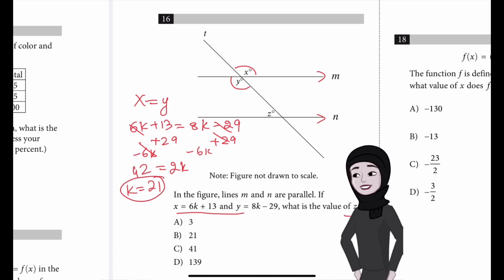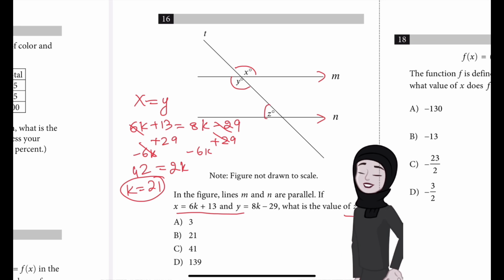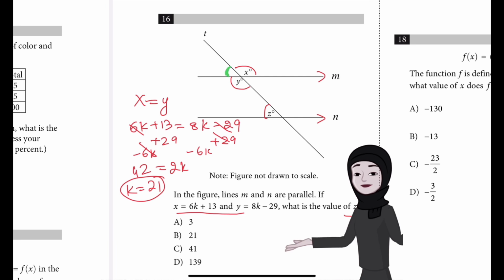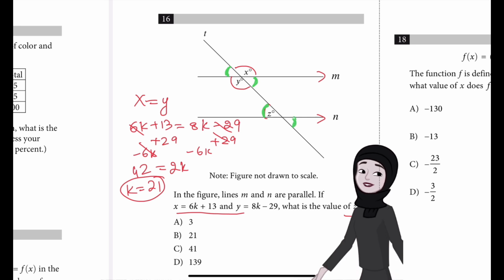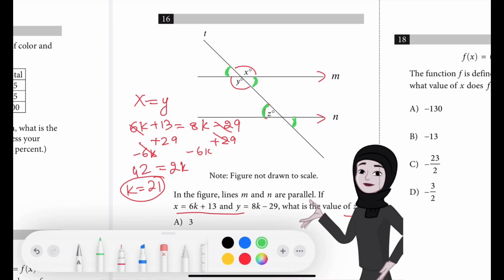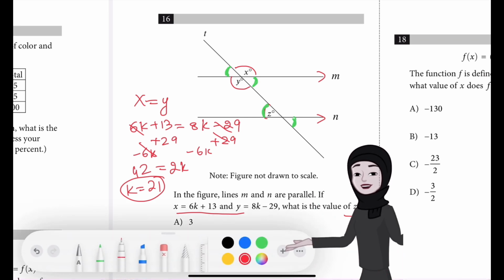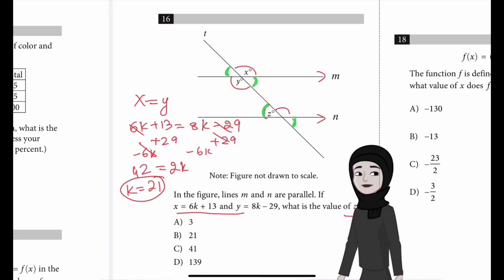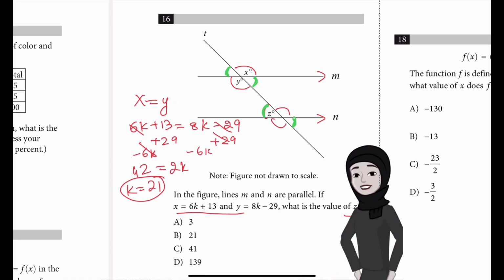But what do we need? We need the value of z, the angle which is over here. All the acute angles will be equal. Let me mark all the acute angles in the situation. These are acute, that is less than 90 degrees. And z is also an acute angle. And x and y, which are given, are actually the obtuse angles. So x, y, and even these other two will be equal.